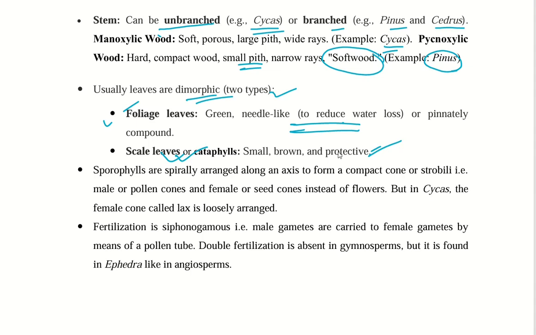And the sporophylls are spirally arranged along an axis to form a compact cone or strobilus, that is the male or pollen cones, and female or seed cones, instead of flowers. But in the cycas, the female cone is called lax, which is actually loosely arranged.